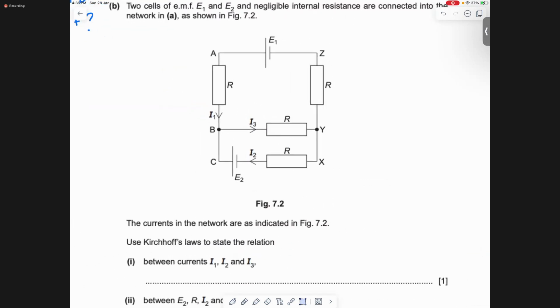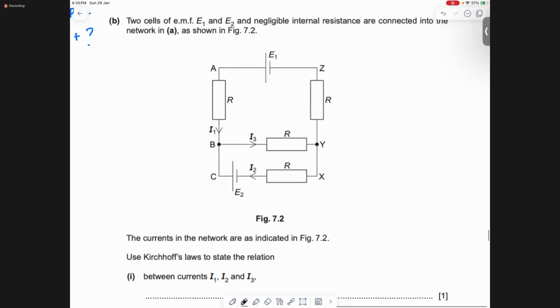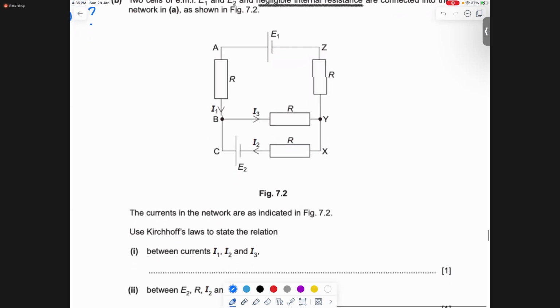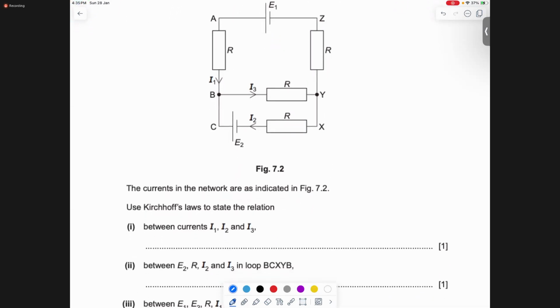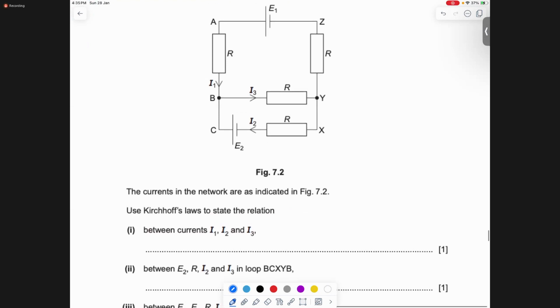Right, it says that two cells E1 and E2 are with negligible internal resistance. You'll understand the term internal resistance next class. We'll be doing internal resistance next class, but today it doesn't matter, so you don't need to worry about it. They are connected as shown here. The currents in a network are indicated here. Use Kirchhoff's law to state the relationship between I1, I2, and I3.